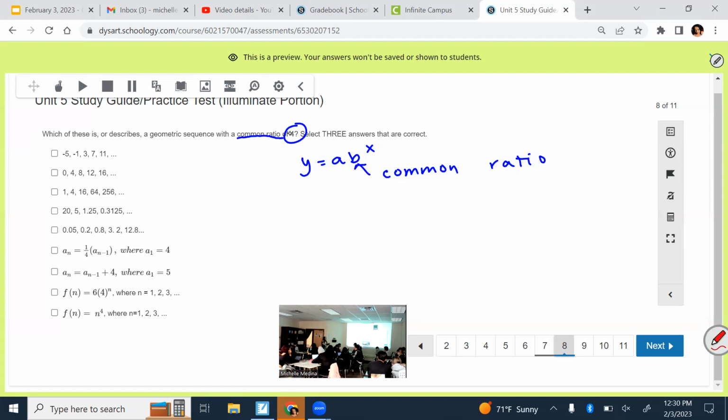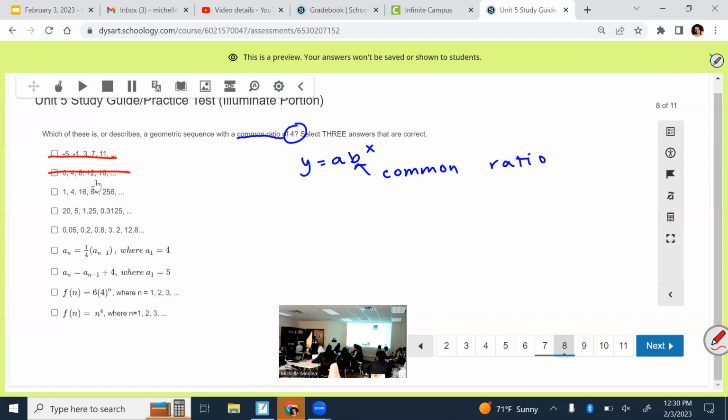So table 1, look at the first one. Can I multiply -5 times 4 to get -1? No, so then don't pick that one. Table 2, look at the second one. Can I multiply 0 by 4 to get 4? No. So don't pick that one.